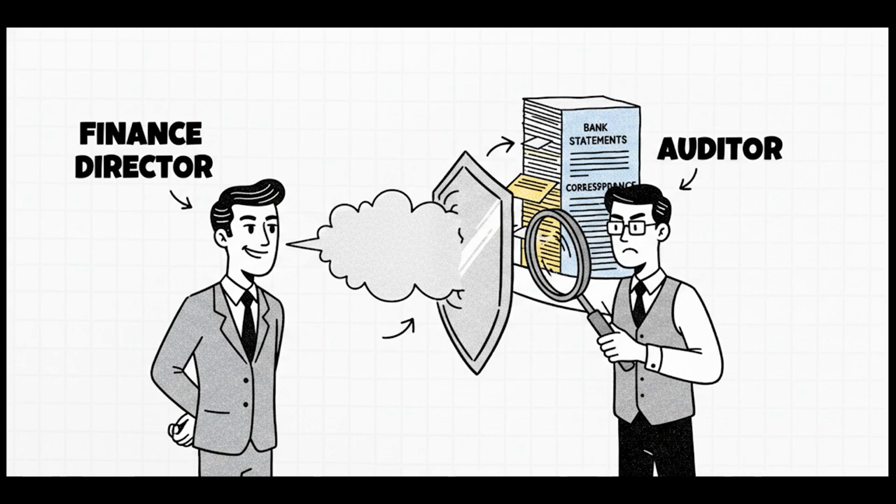Client-generated oral evidence is literally the least reliable form of evidence on our hierarchy. The finance director has an inherent bias here, right? Writing off that debt directly reduces their reported profit. So to exercise professional skepticism, you can't just accept their word.